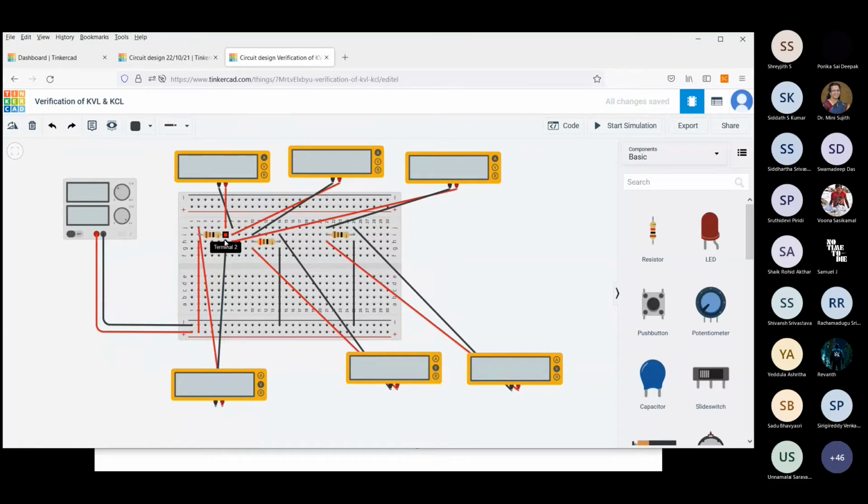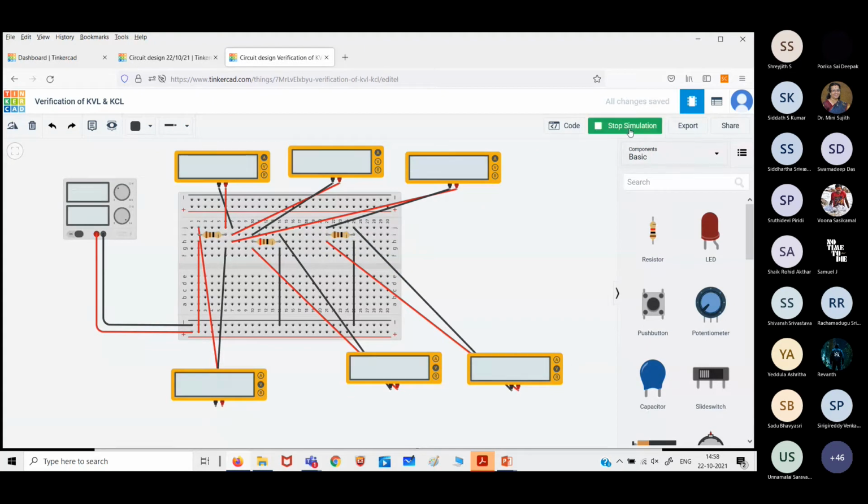Here again I'm repeating, we have 5 points, so you need not worry and start making overlapping connections. You might go wrong and finally you may not get the right readings you're supposed to get. Then the second voltmeter is connected across the second resistor. The third voltmeter is connected across the third resistor. After you have done all these connections, you can click start simulation.